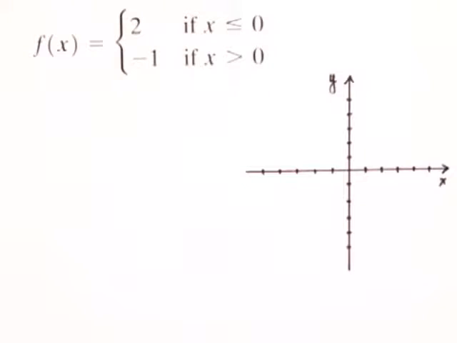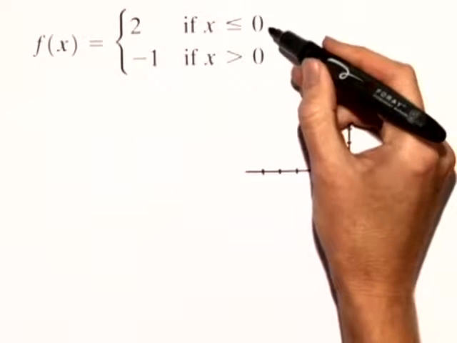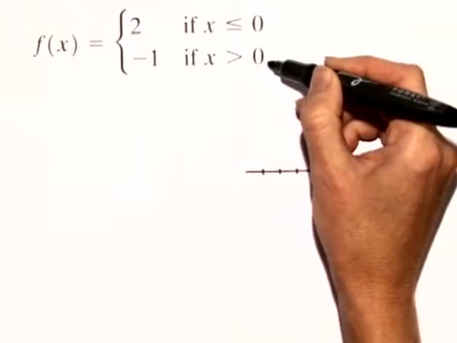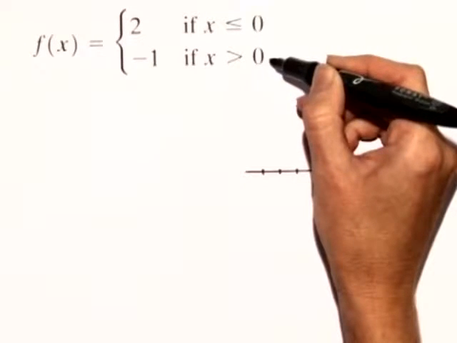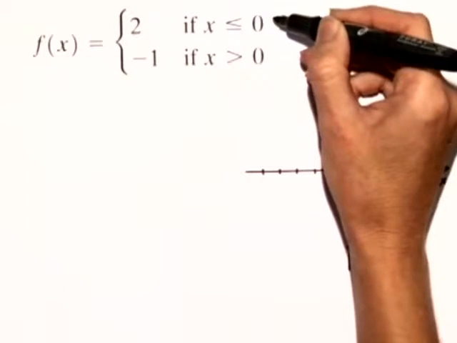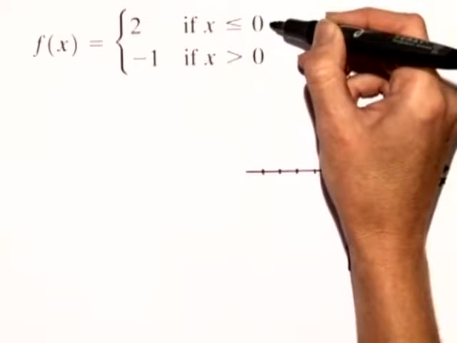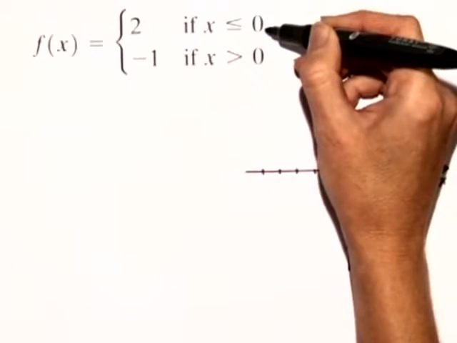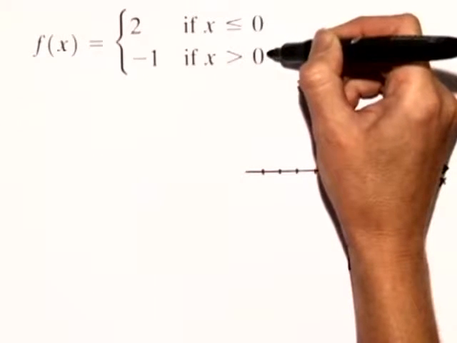For the next problem, we'll be graphing a piecewise defined function, and then we'll state the domain and the range. We have f of x is equal to 2 if x is less than or equal to 0, and f of x is equal to negative 1 if x is greater than 0. So anytime you're graphing a piecewise defined function, be sure first to look at the intervals of x. So we have two intervals, either x is less than or equal to 0, or x is greater than 0.